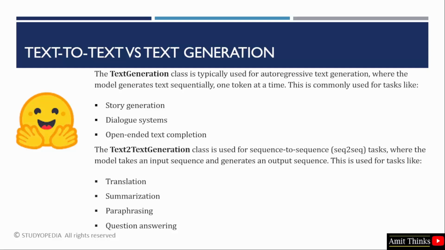So let us see the difference between text to text and text generation. Text generation is used for autoregressive text generation, where the model generates text sequentially one token at a time, like dialog systems, text completions, and others. The text to text generation class is used for sequence to sequence tasks, where the model will take an input sequence and generate an output sequence, like text summarization, paraphrasing, and even translation.